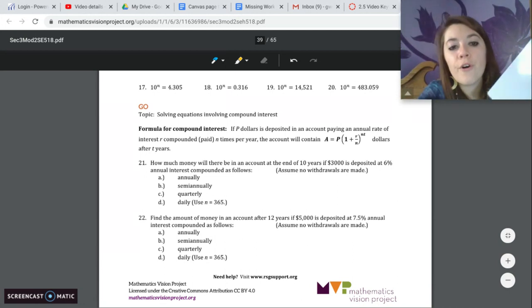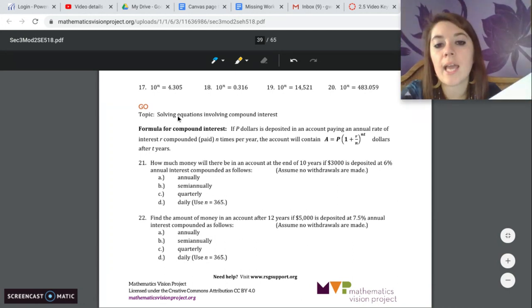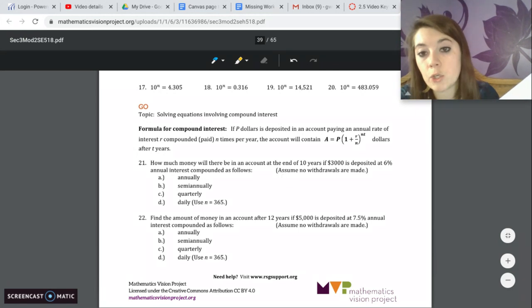Okay, so for 21, it says how much money will there be in account at the end of 10 years if $3,000 is deposited at 6% annual interest compounded as follows. Now, I'm going to tell you right now, 6% is amazing. 6% does not happen. I don't know where they're banking, but I wish I was banking there.